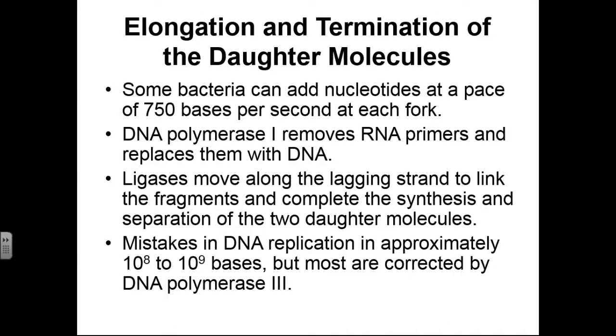During this DNA replication, mistakes do occur. If you are synthesizing DNA at 750 base pairs per second at each individual replication fork, there's going to be a mistake every now and then. But we have some wonderful proofreading mechanisms, and those proofreading mechanisms help to minimize mistakes. Mistakes are typically going to occur once every 10 to the 8th power or 10 to the 9th power bases. So about once every 100 billion to 1 trillion nucleotides, there'll be a mistake. Most of those mistakes will be corrected by DNA polymerase III. It has some proofreading mechanisms that are built in.